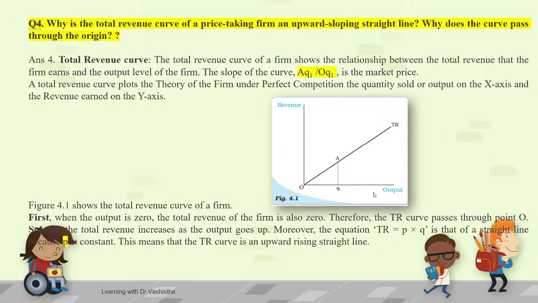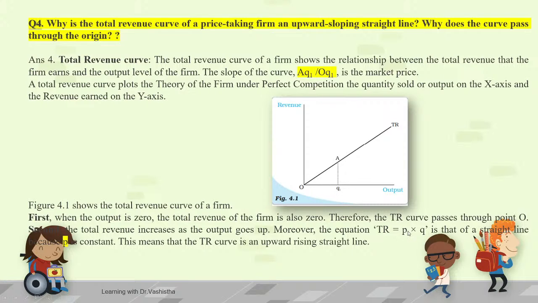Also the equation where TR is equal to P into Q is that of a straight line, because here P will be constant, as we just saw earlier with the AR curve, which is a straight line parallel to the x-axis, or the output axis. It shows that price is constant.